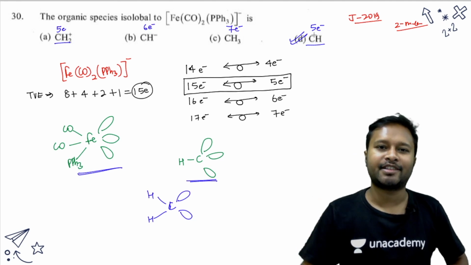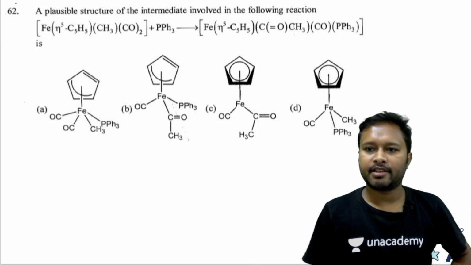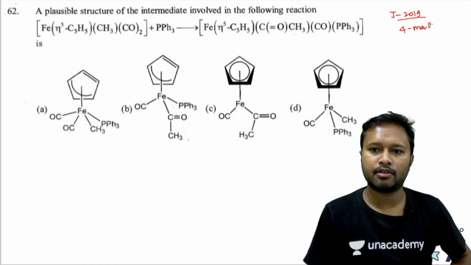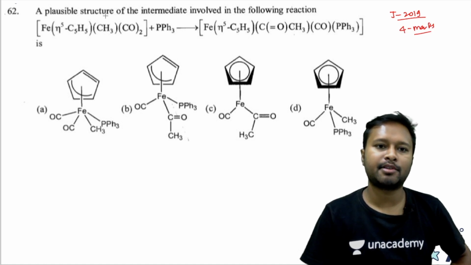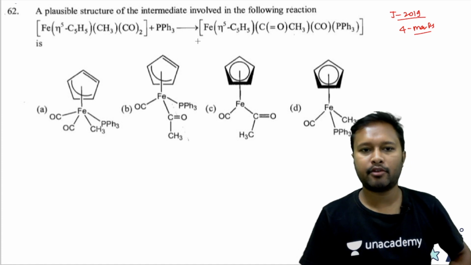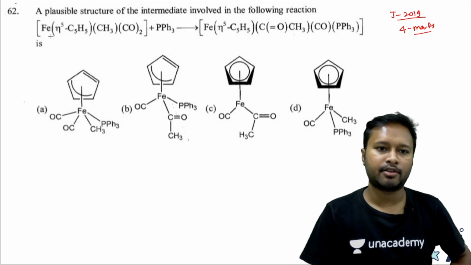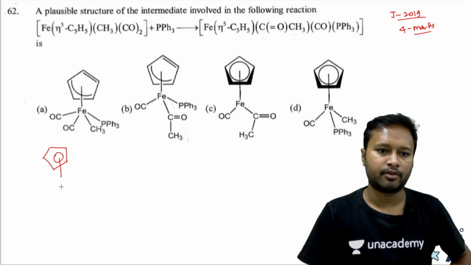Alright, now let's take the next question. Alright guys, let's look at this particular question. This was again asked in the CSIR June 2019 exam, and this was a 4-marker question. The question asks for the possible structure of the intermediate involved in the following reaction. The reaction is given. They have asked which is the intermediate. So let's draw the reagent first of all. It's eta 5 Cp, and with this we have CO and CH3.